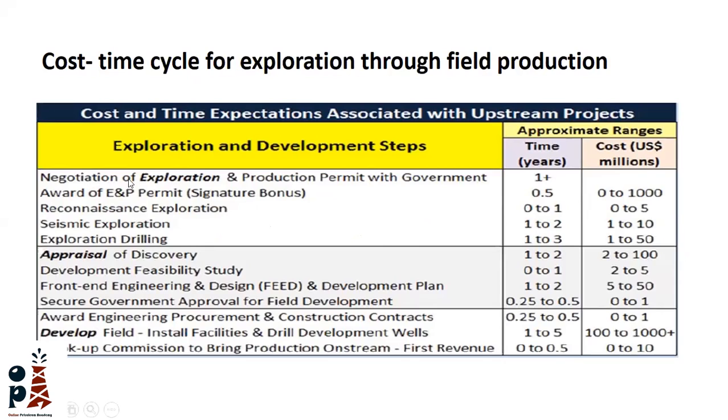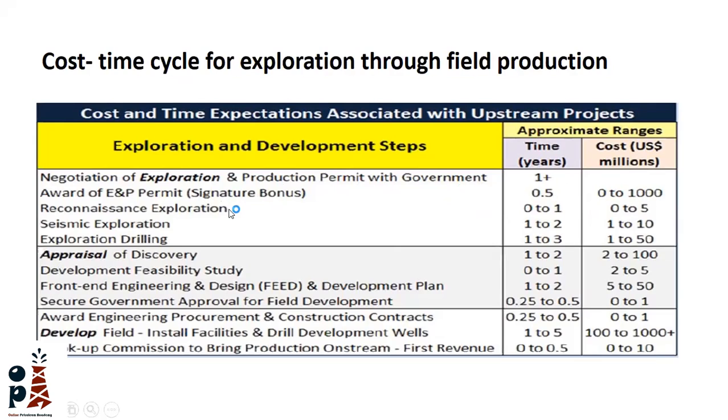First phase is exploration. The company or the investor negotiates with the government to get a permit to explore in the area of the government. The time to get this permit is 1 year. Then you have an award of exploration and production, and you pay something called a signature bonus. This may take 6 months, and you may pay a signature bonus from a few millions to 1,000 million.